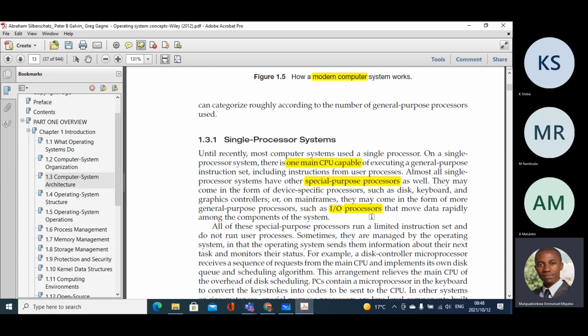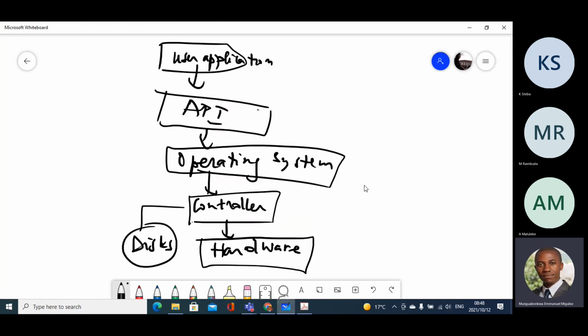All of these special purpose processors run a limited instruction set. Yeah, that makes sense because they are really dedicated for handling specific tasks. So if you think electronics, because you do electronics as well, you'd think of a special type of non-programmable processors, but mostly of ASIC, what we call ASIC. I don't know if you've heard about ASIC before.